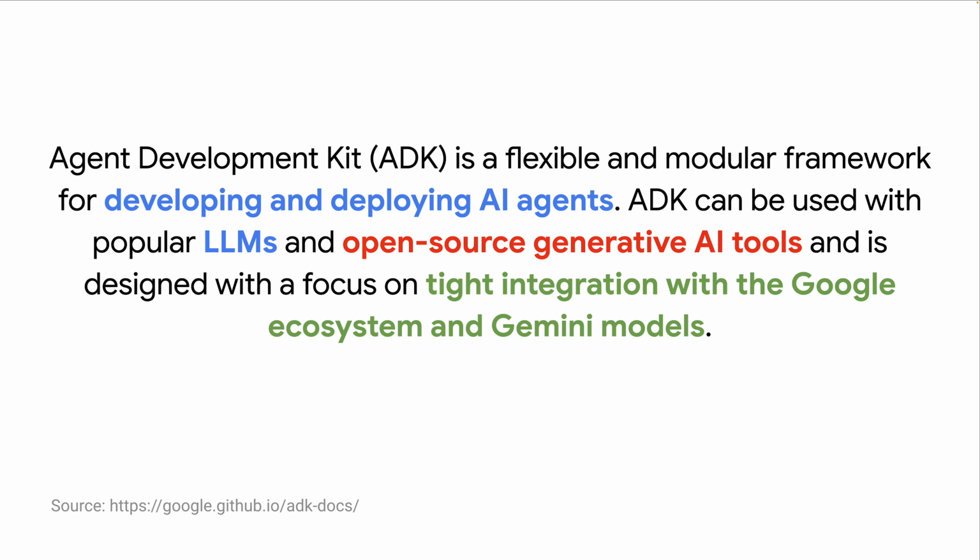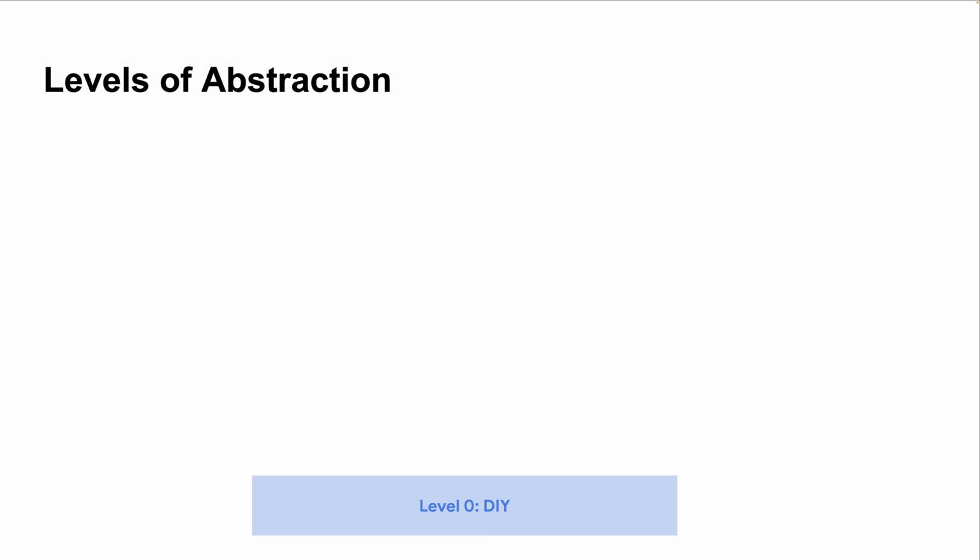ADK can be used with popular LLMs and open source generative AI tools, so it's not really tied specifically to the Google AI ecosystem, but it is designed with a focus on tight integration with the Google ecosystem and the Gemini models. To better understand where ADK fits in the ecosystem, it's useful to understand levels of abstractions when talking about agents. So the first level, which is no abstractions, is the DIY or do-it-yourself type of agent applications, where you build an agent from scratch using lower level APIs like LLM calls, function calling, etc.